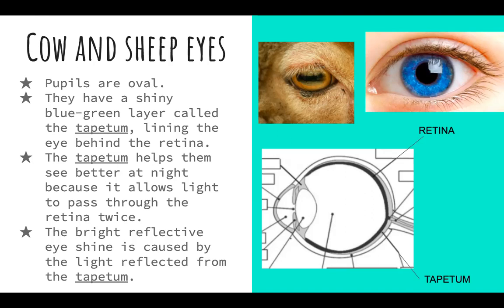All right. So that is all that I have for the different parts of the eye. You definitely need to make sure you know where all the parts of the eye are located along with their function.